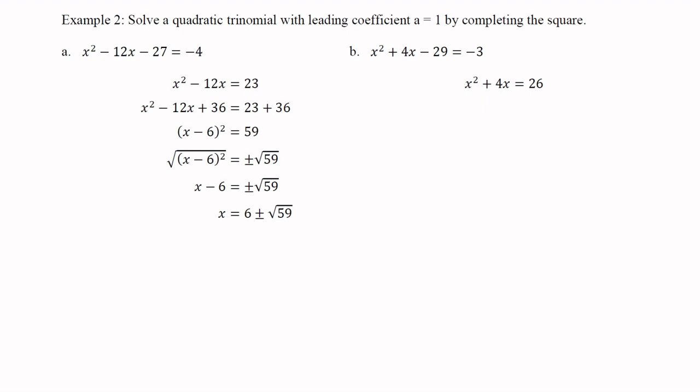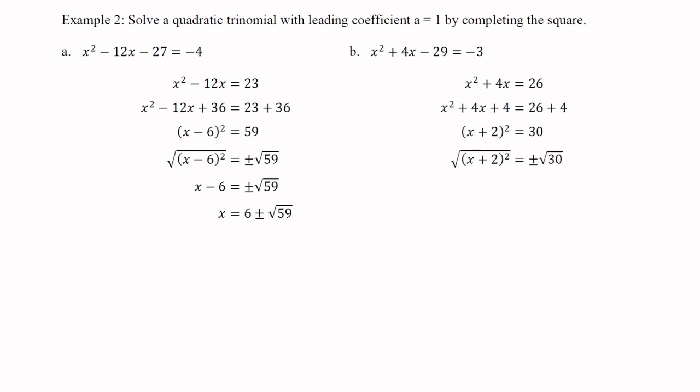So we're going to take our b, which is 4, divided by 2, which would give us 2, and then we're going to square it, which gives us 4 to add to each side. Now we're going to factor our perfect square trinomial on the left, which is going to give us the square root of the first, which is x, middle term sign, which is plus, square root of the last, which is 2, quantity squared. 26 plus 4 on the right gives us 30.